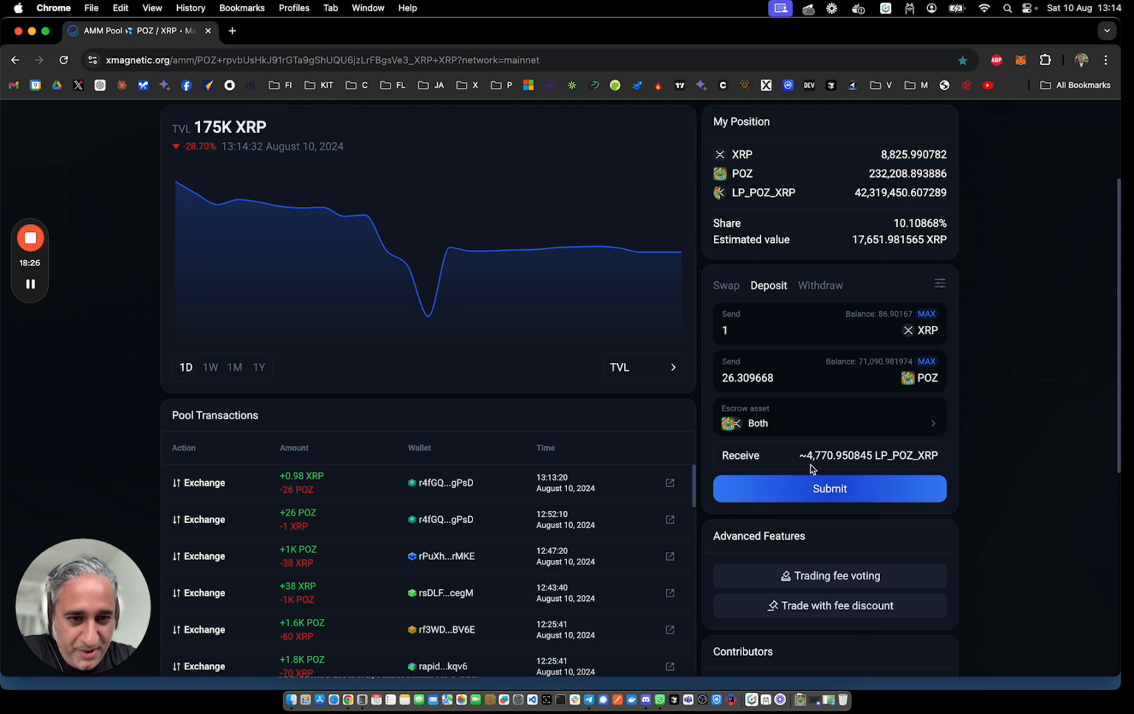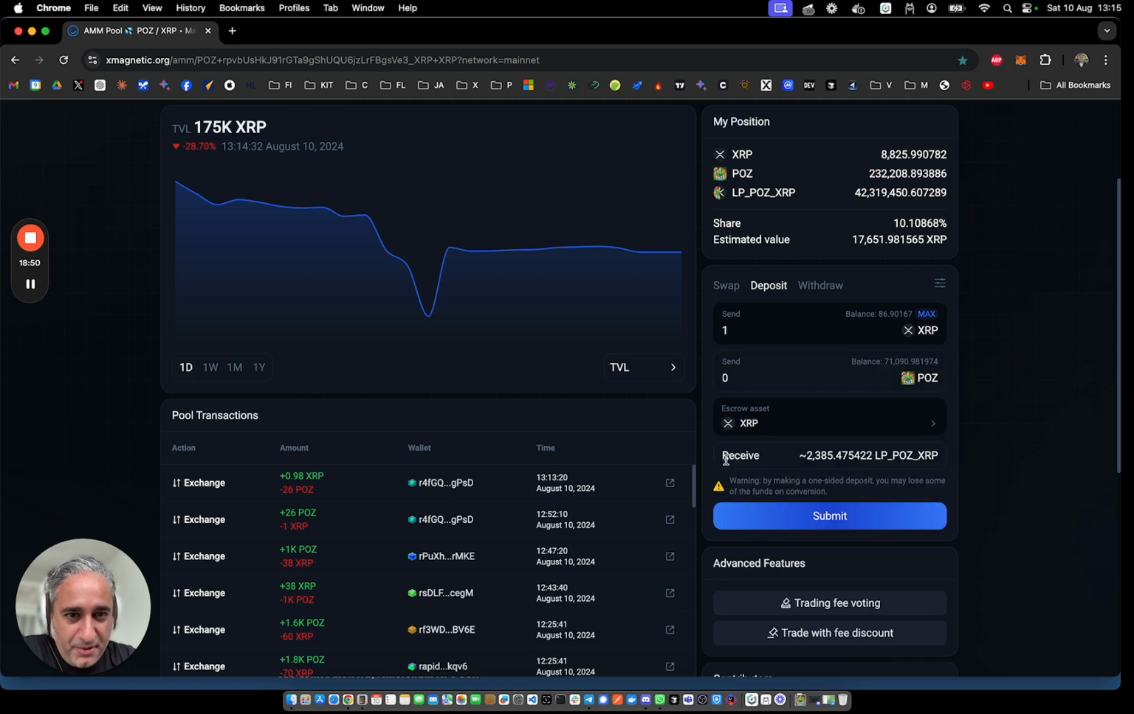And you will receive here 4,770 liquidity pool tokens. So your share of the TVL that's in the pool increases, your claim on it increases by this number of liquidity pool tokens. And there's no fee. You also have the option of doing a single-sided deposit. So you just put XRP into the pool. Notice that your share isn't as much as it was when you're doing a double-sided deposit, because you're only putting in 1 XRP worth of value.